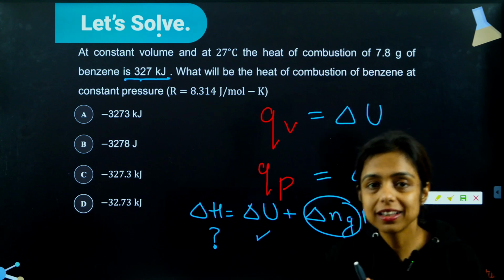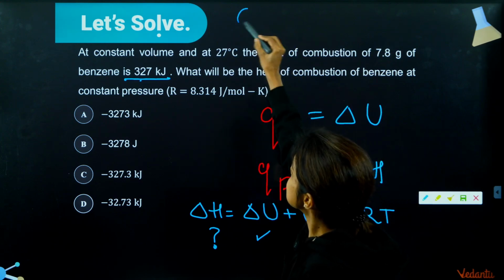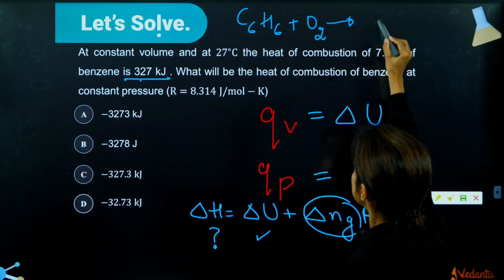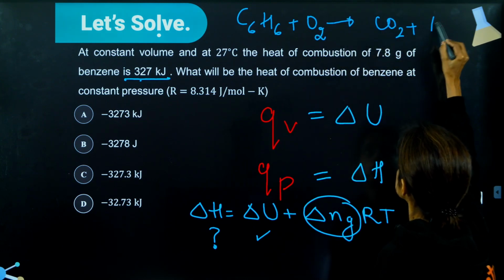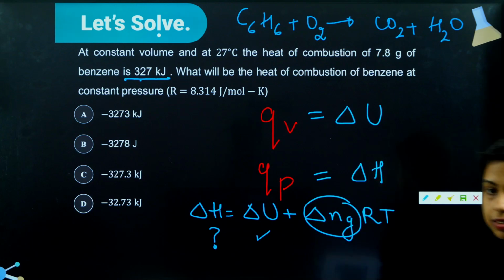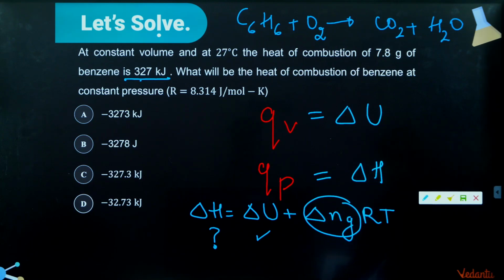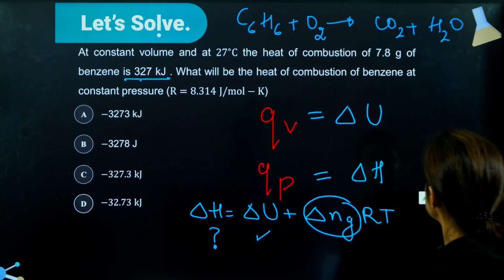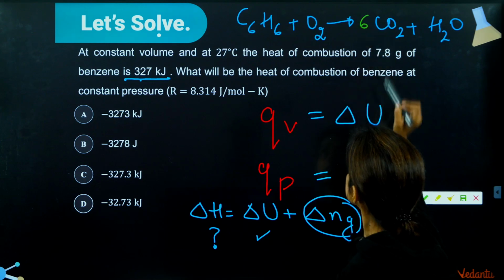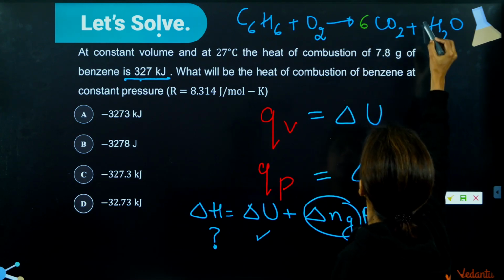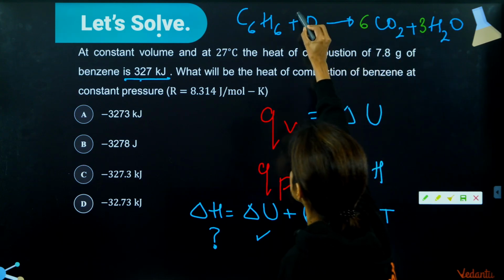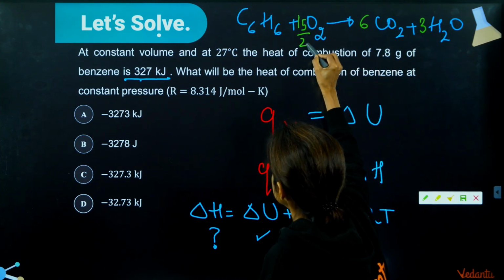So first you will write the reaction. Benzene, C6H6, when it undergoes combustion, will form CO2 and H2O. Right, guys? This is how it is. Any hydrocarbon undergoing combustion will form this. Got it? So let me balance this. It will be 6 CO2, 3 H2O, and now your oxygen, 15 by 2 here. Right?